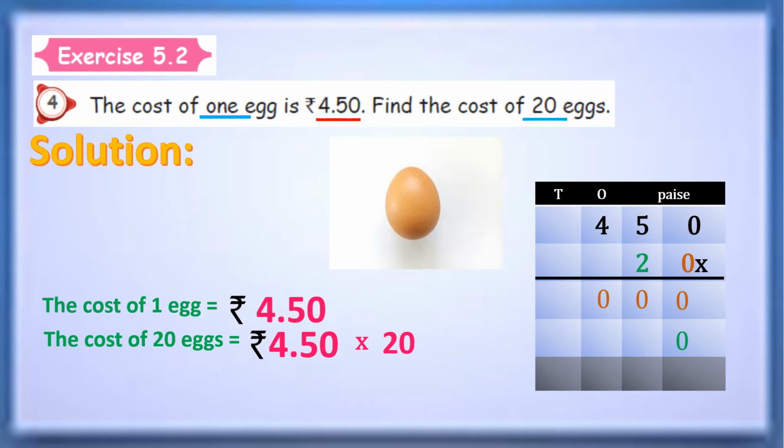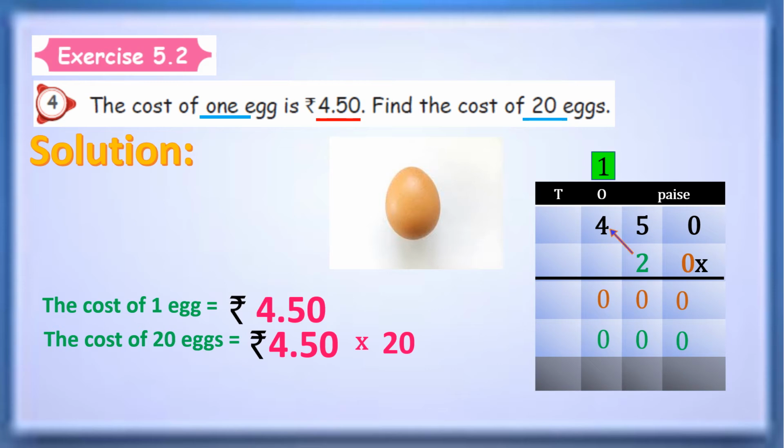So I enter 0 in the ones place. So let us start with the tens now. 2 zeros are 0, 2 fives are 10. So 2 digit answer. So 0 here and 1 above.